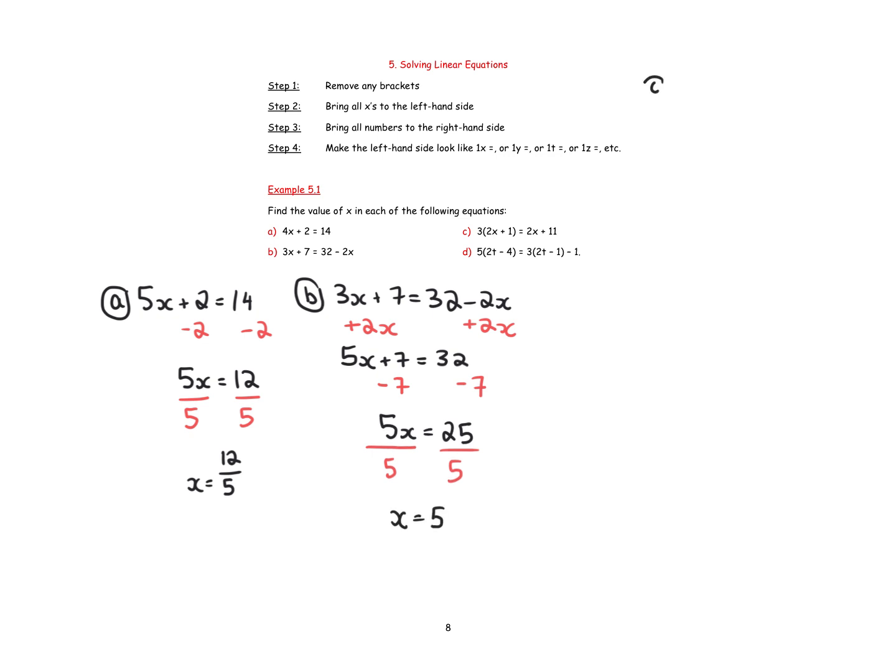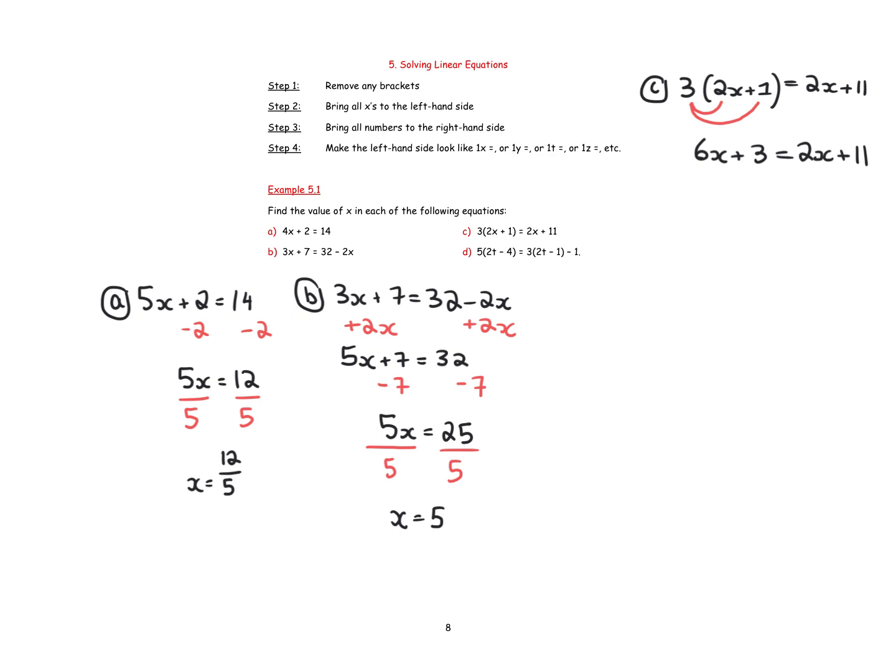Example C has 3 times 2x plus 1 is equal to 2x plus 11. Firstly, we need to get rid of the bracket here, and to do that, we multiply 2x by 3 and 1 by 3. When we do that, we'll end up with 6x plus 3 is equal to 2x plus 11.